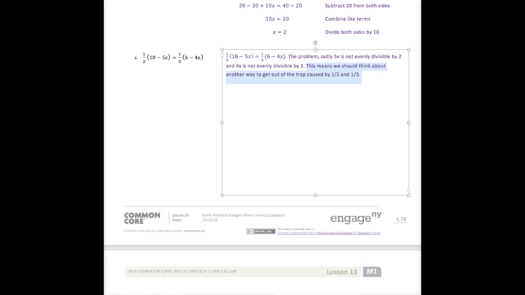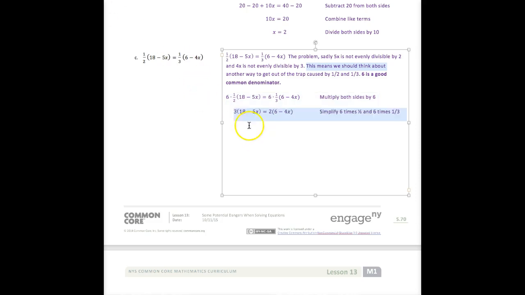That means we should think about another way to get out of the trap. And the best thing I can think of is that 6 is a good common denominator. So I'm going to multiply both sides by 6. What this does for me is give me a solid 3 in the front here and a solid 2 in the second half. Now I'm ready for something simple like distributive. Hard to believe distributive could seem simple, but there it is. 54 minus 15x, 12 minus 8x. And that's something we can do something about.